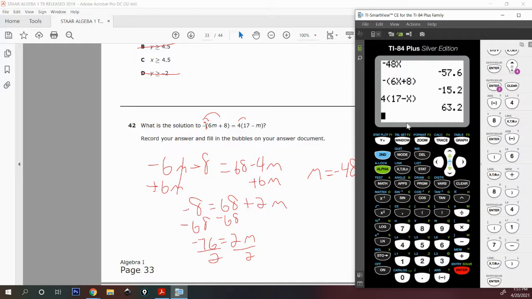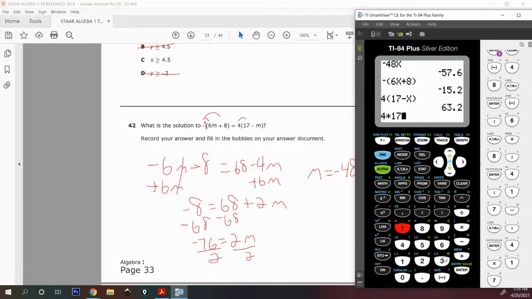So what went wrong? Well, I can either go back and check my work. So I did -1, that's -6, that's -8, and I added 6. We could check I have 4 times 17. Does 4 times 17 really make 68? 4 times 17. Yeah, that makes 68. So sometimes you can go back and find simple stuff.